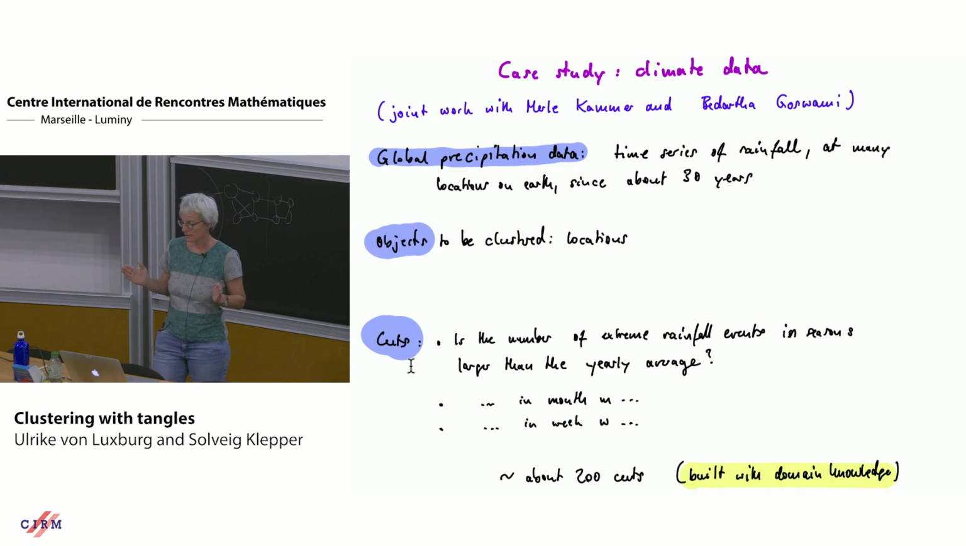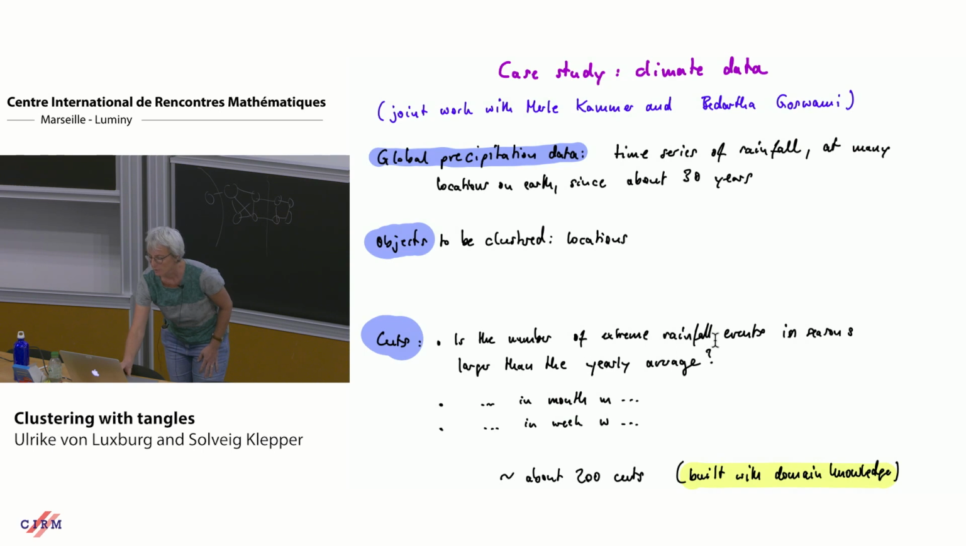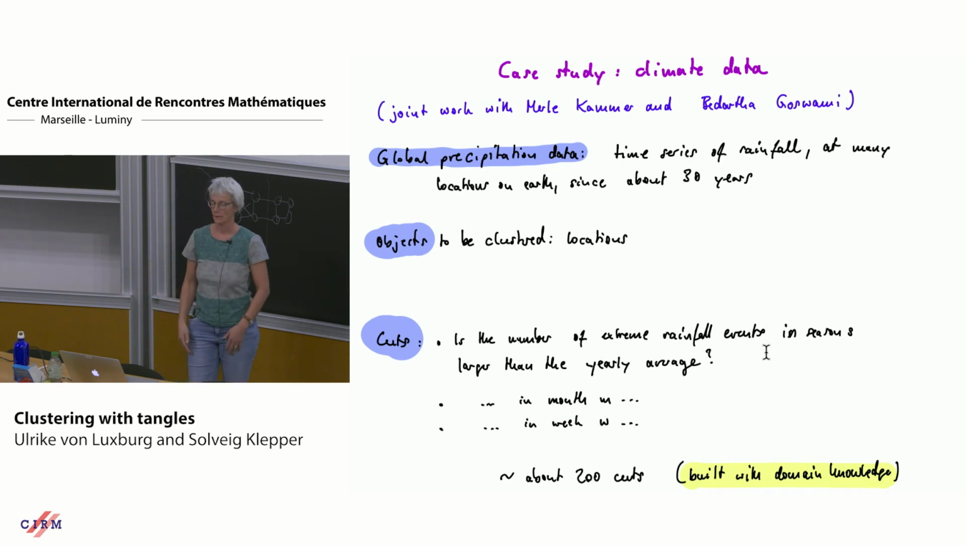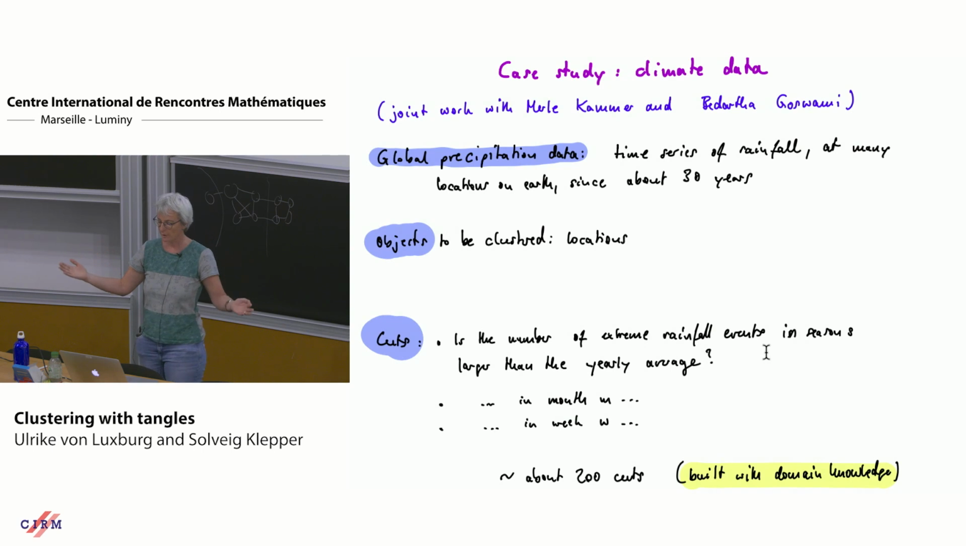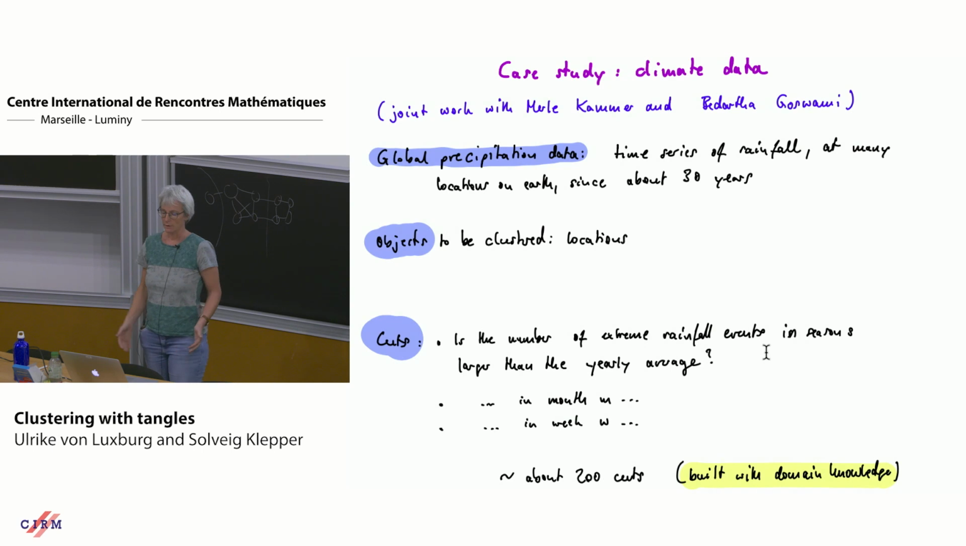So now we defined cuts. You can consider a cut like a little questionnaire that you ask at each location on Earth. The questions are something like, is the number of extreme rainfall events in spring at this particular point on Earth larger than on average? And then you can do it for different seasons. You already get 4 questions. You can do it for different months, like are the extreme rainfall events in January higher than on average, or in July? And you can also say in calendar week 24, is it larger than average, and so on. So you come up with these kinds of questions.